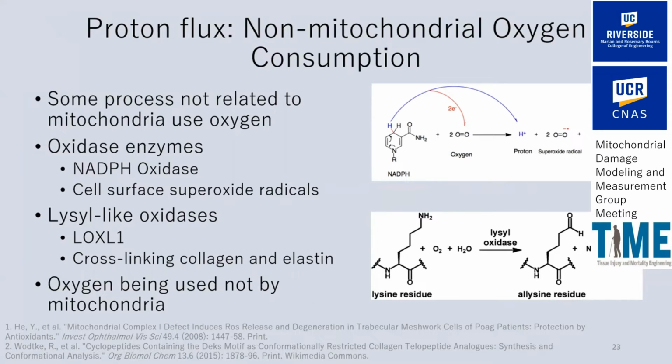If you're dealing with cells that might respond to an infection, there are proteins on the cell's surface that produce superoxide radicals. That I believe is one example. Lysyl oxidase enzymes are another. LOX uses oxygen to catalyze its reactions, as you can see here. So that is another potential source of non-mitochondrial oxygen consumption. There are others as well that you can read about, but this is just an example of the sort of thing that you might expect to observe consuming oxygen that are not mitochondria.